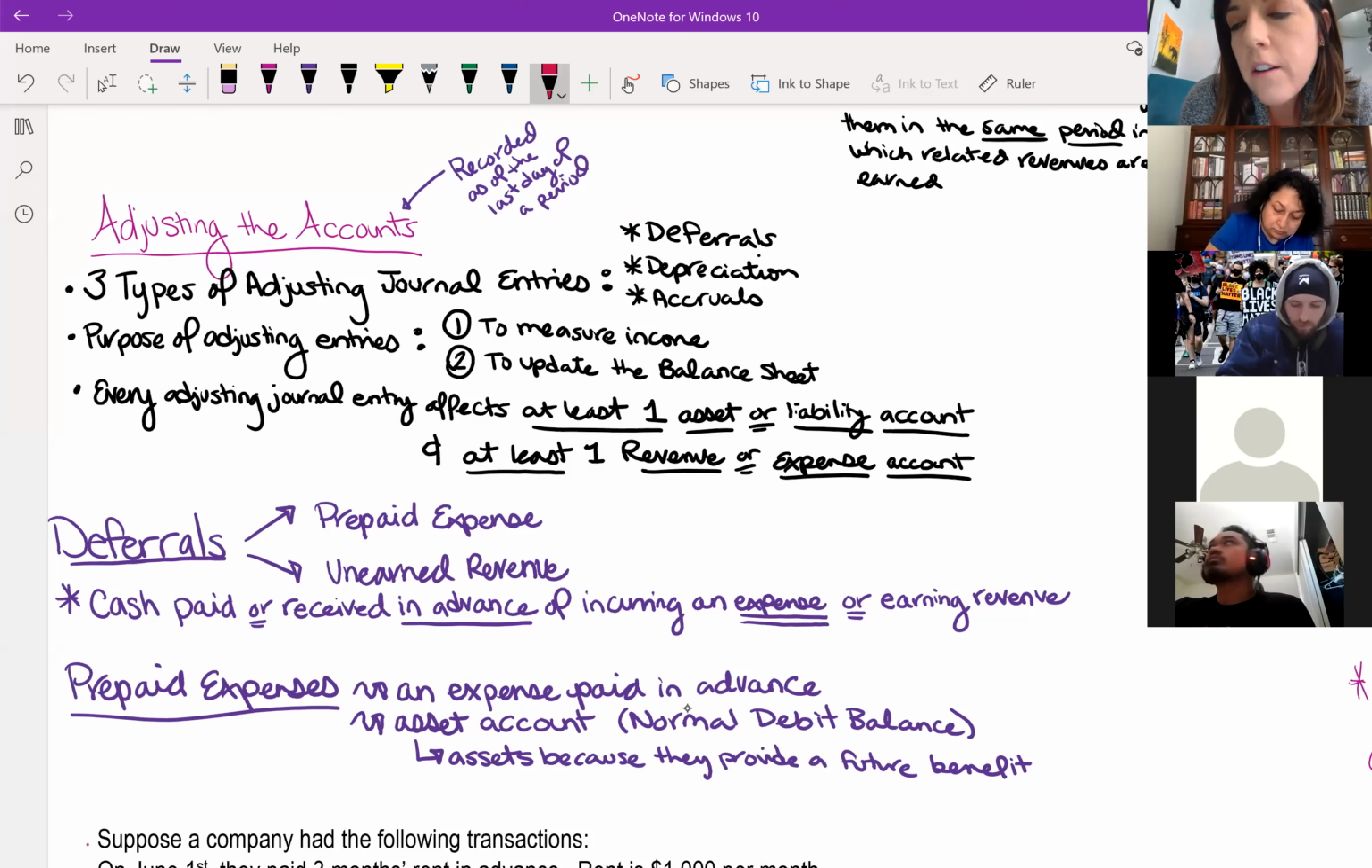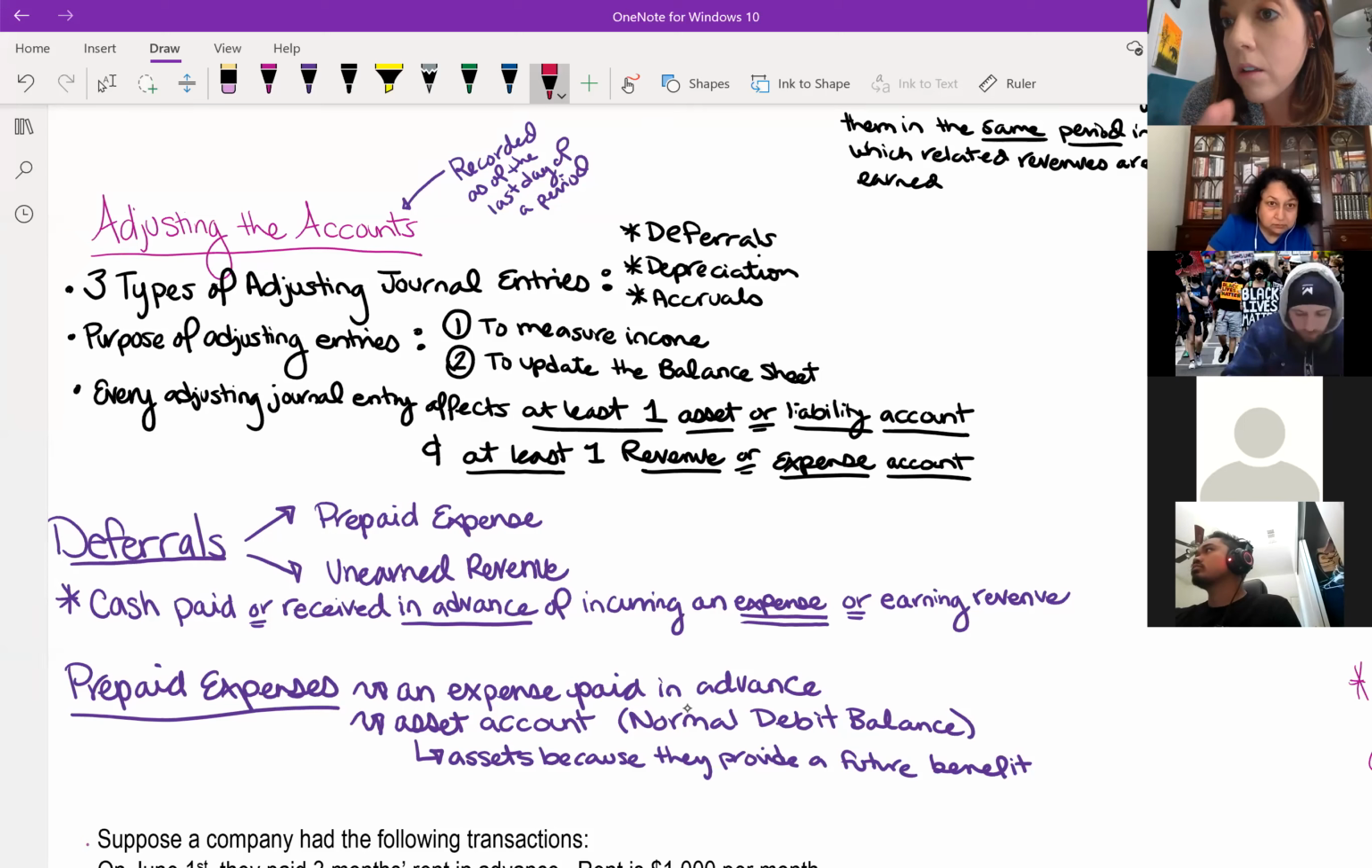The purpose of adjusting entries is twofold. The first is to measure income, meaning that all the revenue that was earned during the period is reported. All of the expenses that were incurred during the period are reported so that we can accurately calculate and report net income for the period, or net loss possibly.